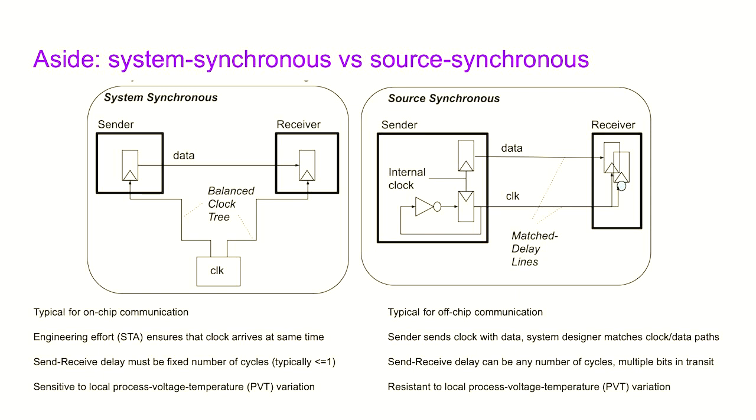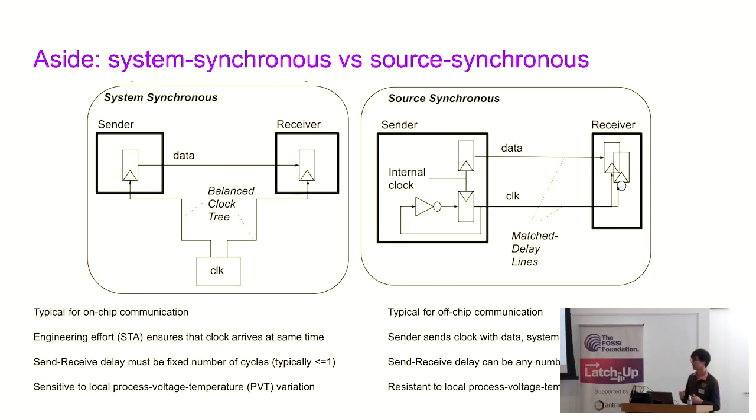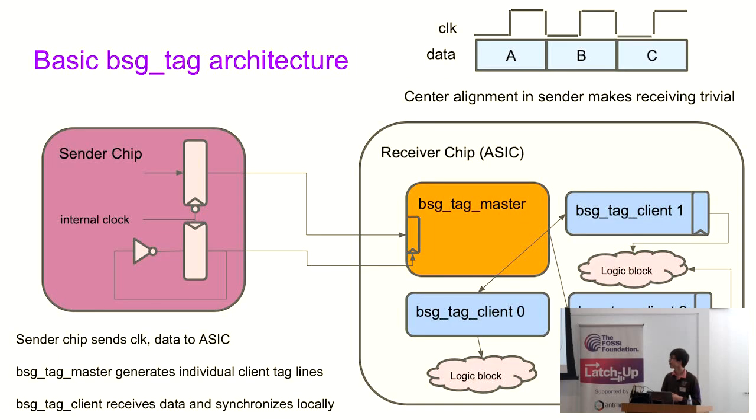Source-synchronous systems send the clock along with the data. And this allows you to have the send and receive delay be effectively arbitrary, because the data will be received at the same time that the clock arrives. The benefits here are that it's much easier to synchronize, and you are resistant to local PVT variations, because if you affect your data in some way with large skew, you'll also affect your clock in the same way.